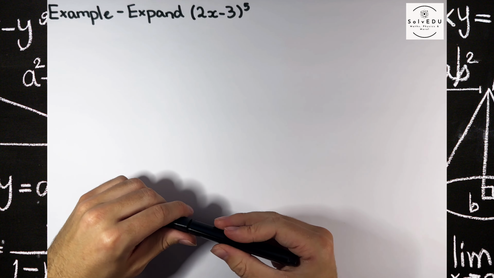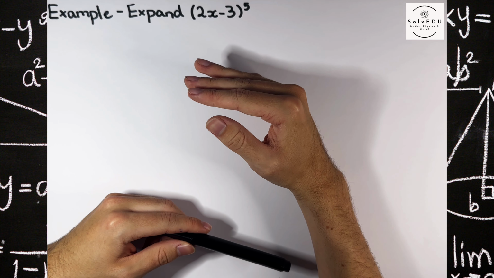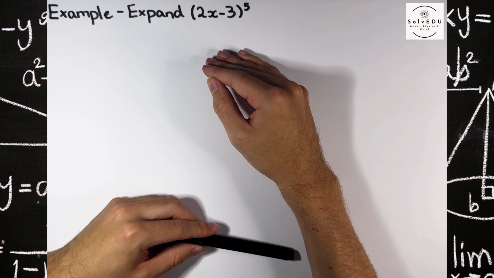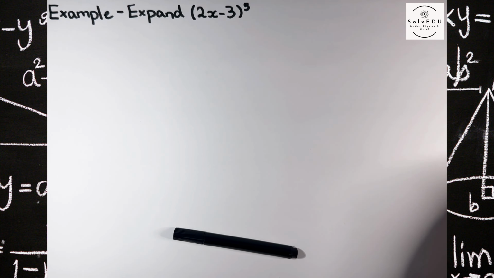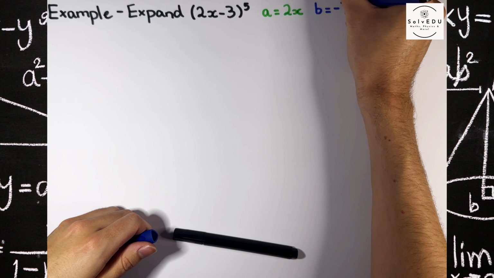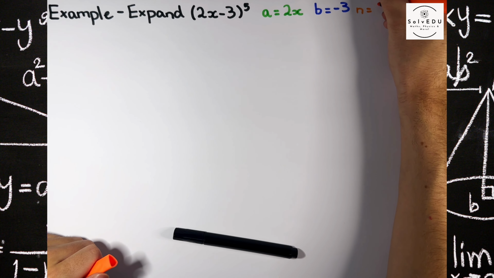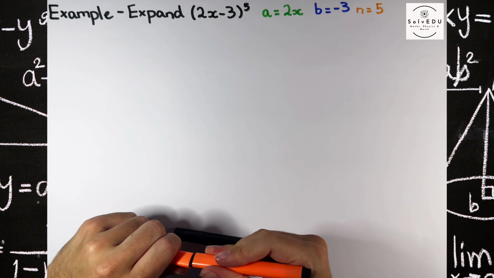So, it looks like a little bit of a jump here, but this one will probably be worth 3 or 4 marks. However, it is the exact same as the first example. So, for our first step, we identify our a's, our b's, and our n's. Don't fall into the trap of forgetting your coefficients in front of your x's and your minus signs. That is a big mistake we see a lot, so just be extra careful with that.